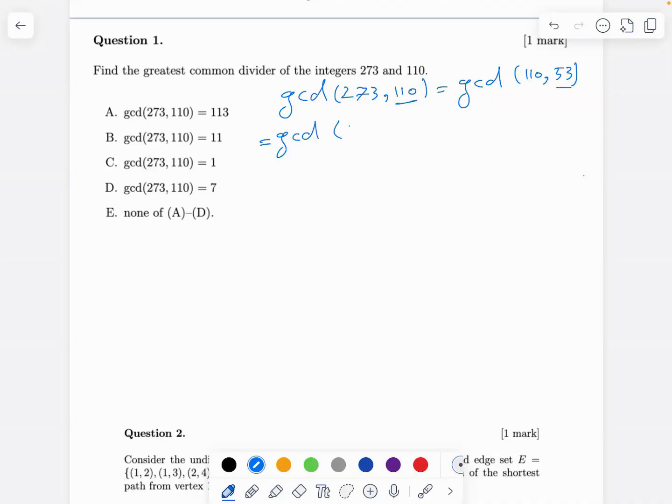GCD, again, I will choose the smaller number. 110 divided by 53. The quotient is 2 because 2 times 53 is 106. And the remainder is 4. 53 divided by 4 is 13. 13 times 4 is 52. 53 take away 52, the remainder is 1. From here, 4 divided by 1, the remainder is 0. When you see that one of the numbers in GCD of A, B is 0, the other number is the answer, 1.